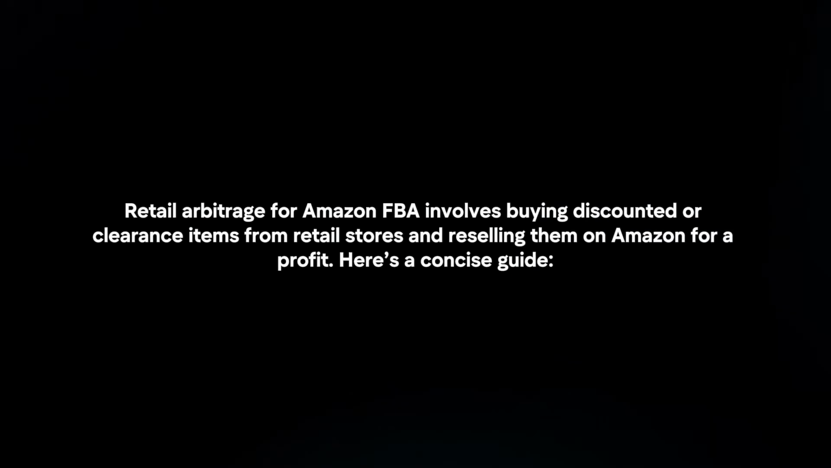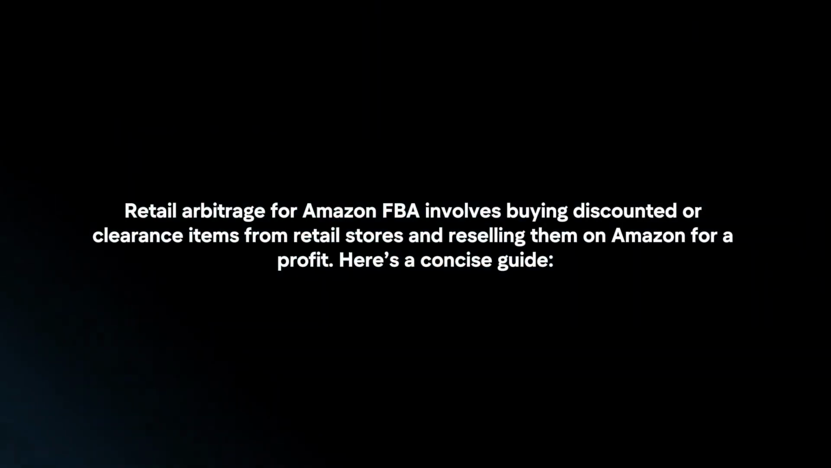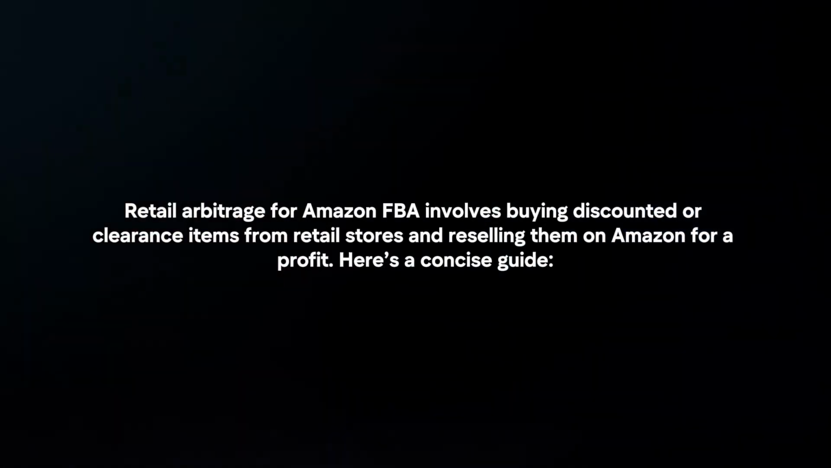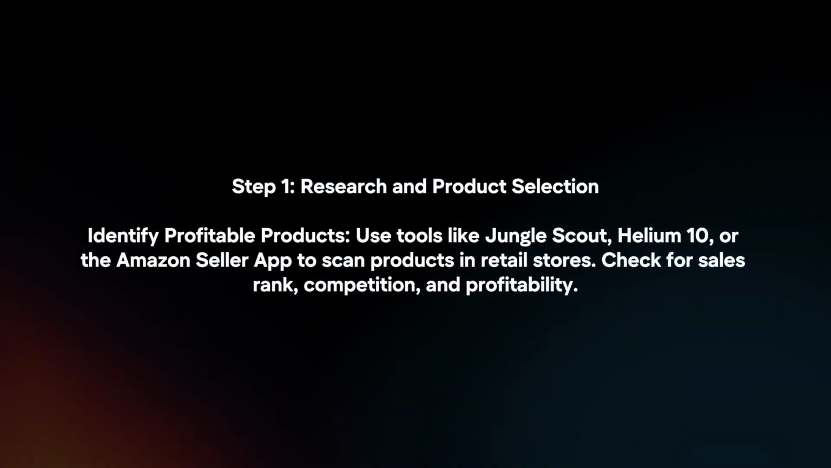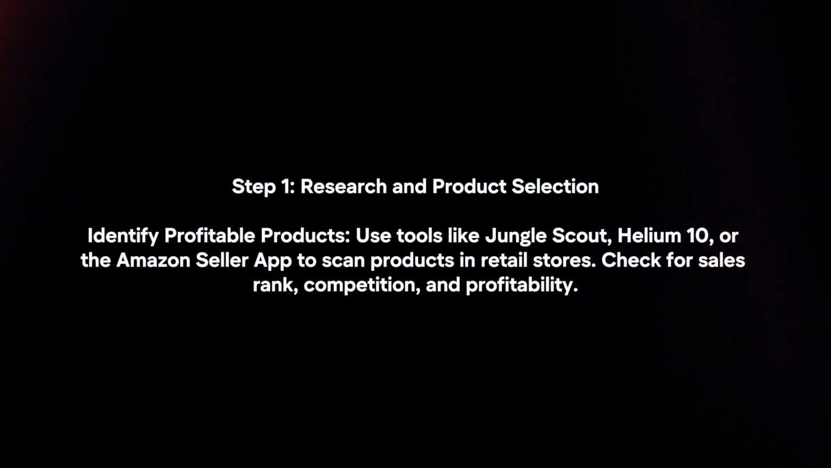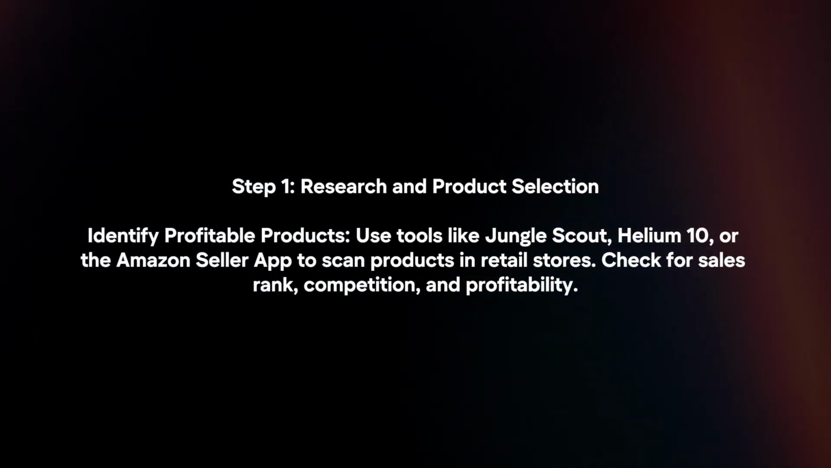Retail arbitrage for Amazon FBA involves buying discounted or clearance items from retail stores and reselling them on Amazon for a profit. Here's a concise guide. Identify profitable products. Use tools like Jungle Scout, Helium 10, or the Amazon Seller app to scan products in retail stores. Check for sales rank, competition, and profitability.